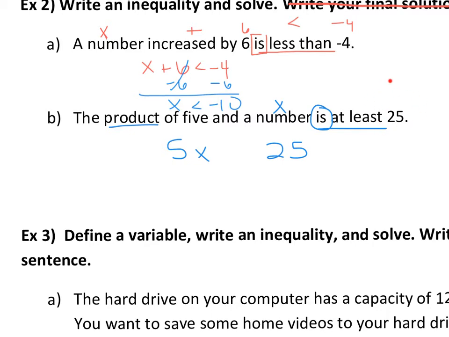But at least 25, so think about it. If I have at least $25, could I have more than $25? Well, the answer should be yes. If I have at least 25, I definitely could have more than 25. So again, alligator eats the bigger side. Since I could have more, this is my smallest amount, which means this has to be my big side. So one side is small, one side is big. Alligator will always eat the bigger side. As far as solving this goes, we're just going to divide both sides by 5. So x is greater than or equal to 5.